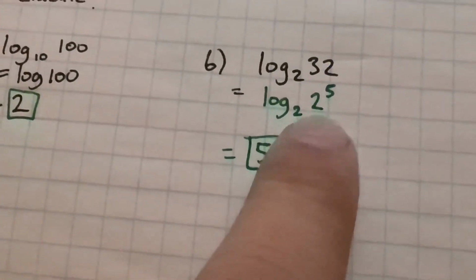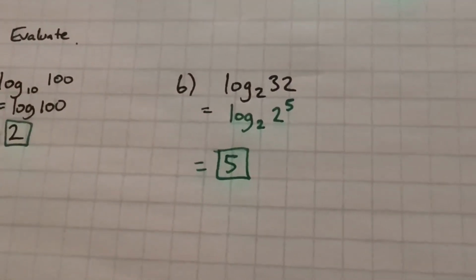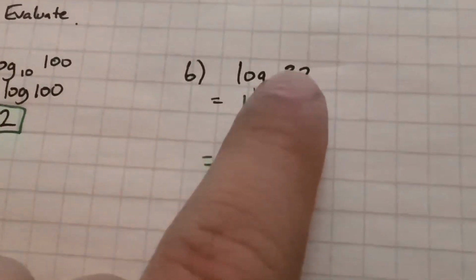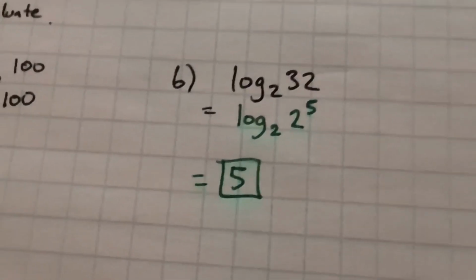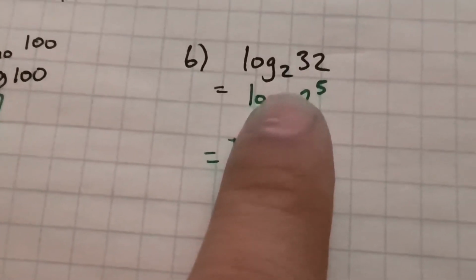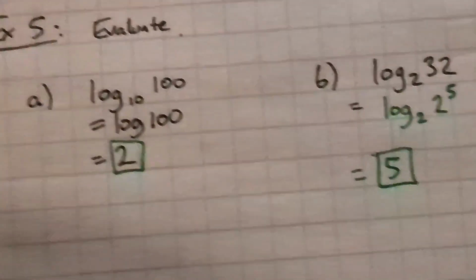Yeah, 2 to the power of something gives us 32. That something has to be 5. The only way I can do 2 multiplied by itself and get 32 is I need to multiply the 2 by itself 5 different times.